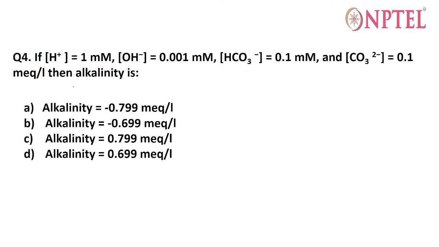If H plus equals 1 millimolar, OH minus equals 0.001 millimolar, bicarbonate equals 0.1 millimolar, and carbonate concentration equals 0.1 milliequivalent per liter, then you have to calculate the alkalinity quickly and answer in the chat section.